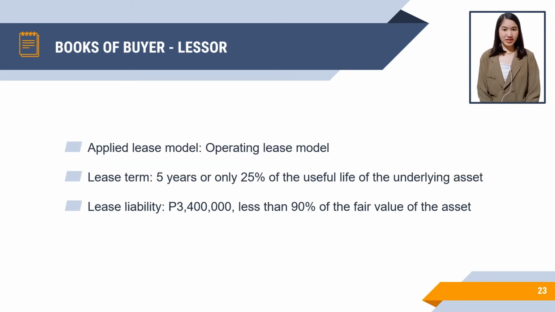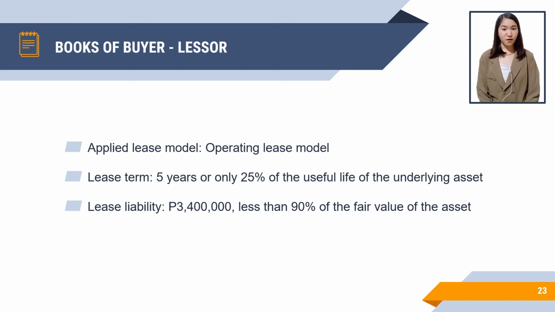Now, let's proceed to the books of buyer-lessor. But before we discuss the journal entries, alamin muna natin kung ano nga ba yung applicable or dapat gamitin na lease model ni buyer-lessor. In this illustration, gumamit tayo ng operating lease model because of few reasons. Firstly, 5 years or 25% lang ng useful life ng asset yung lease term. E diba, to qualify sa finance lease model, dapat at least 75% ng useful life ng asset yung lease term.